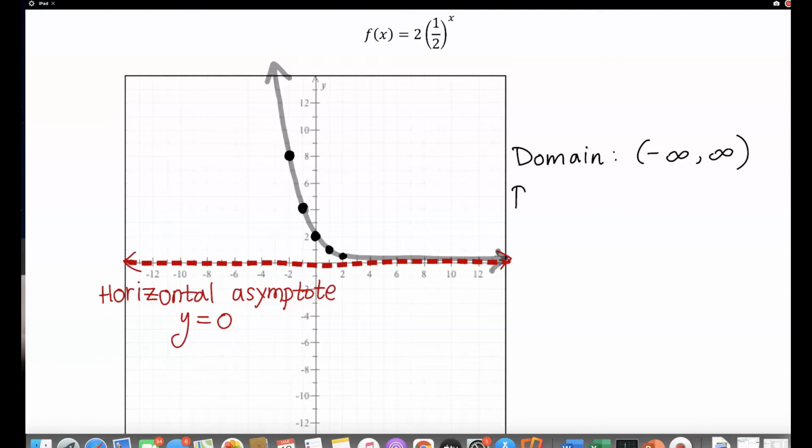And let's talk about the range. The lowest value it is going to approach is 0. And the highest value is just going to keep going up to the left. So the range is going to be from 0 to positive infinity.